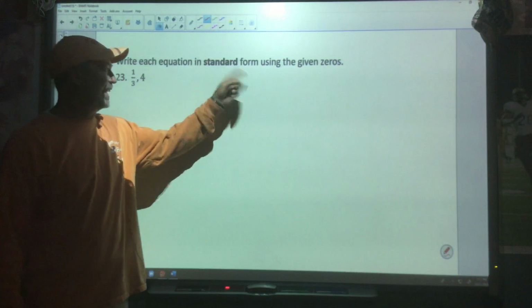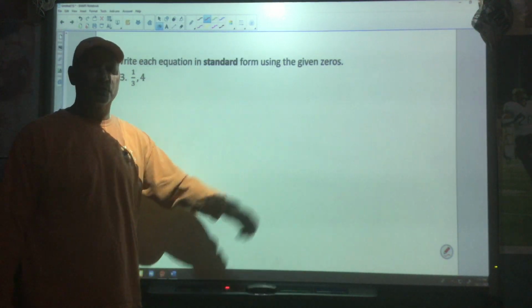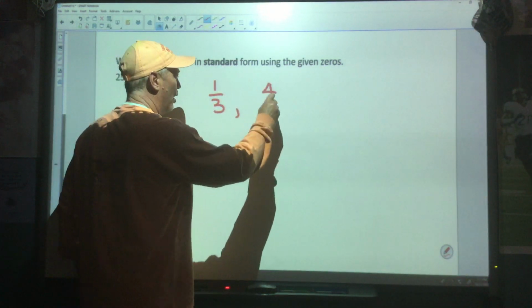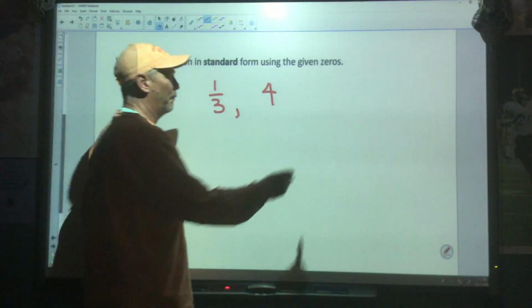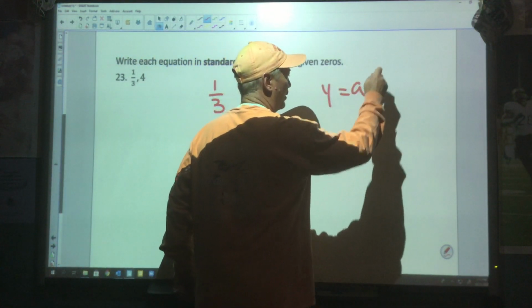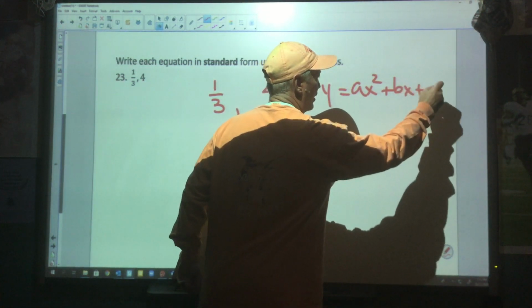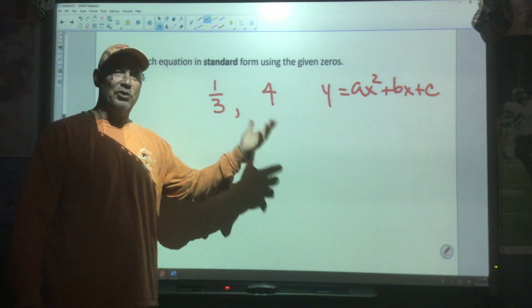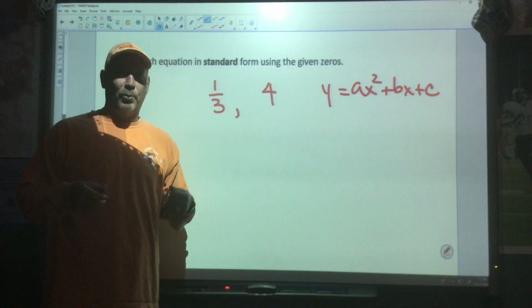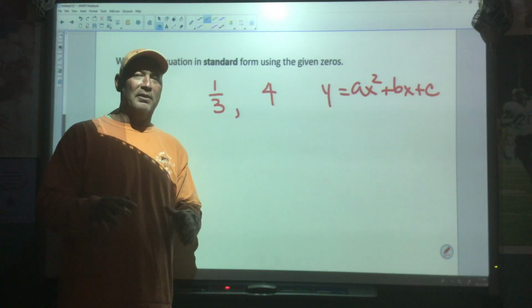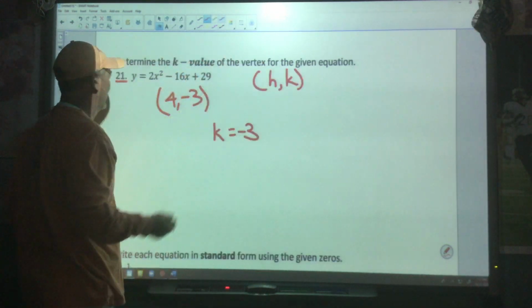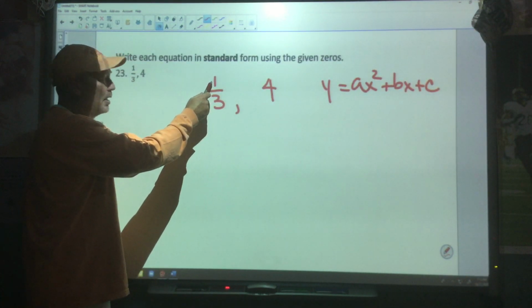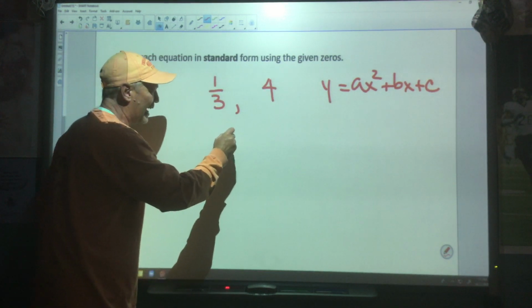Last problem. Write an equation in standard form using the given zeros. My zeros are 1/3 and 4. What we're going to ask you to do to put it in standard form is to put these back in the parentheses. These are zeros. We're thinking opposite. Remember how we did this in class? You're thinking opposite. What is the opposite of a positive 1? The opposite of a positive 1 is a negative 1.